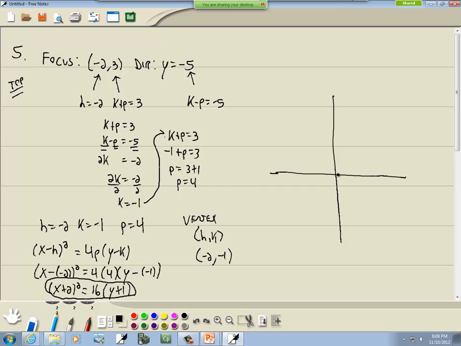Okay, so vertex is -2, -1. Our focus is -2, 3. Right there. And our directrix is y is equal to -5. Again, a very quick check is the distance between the vertex and directrix should be the same as the distance between the vertex and the focus. And it is, so that's good.